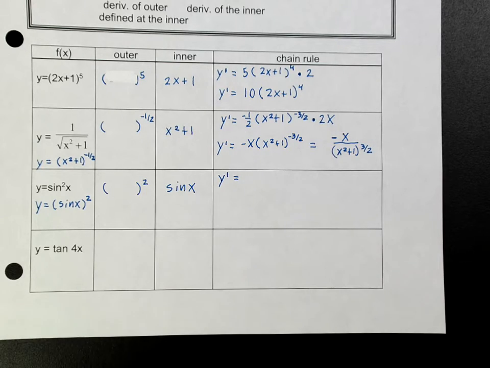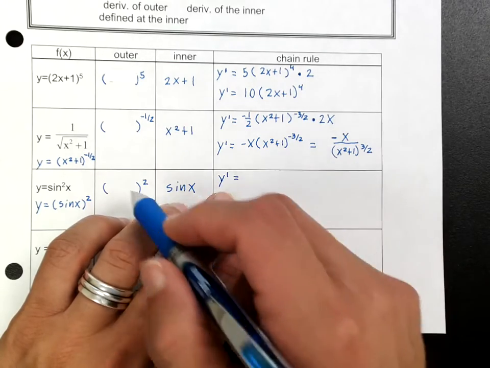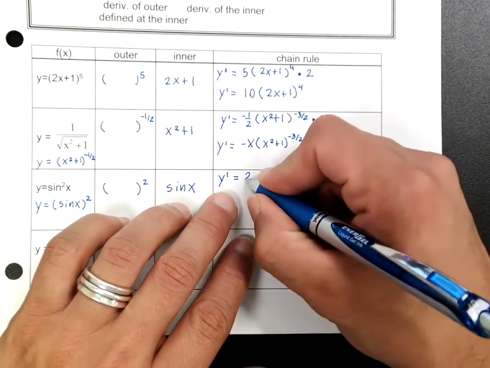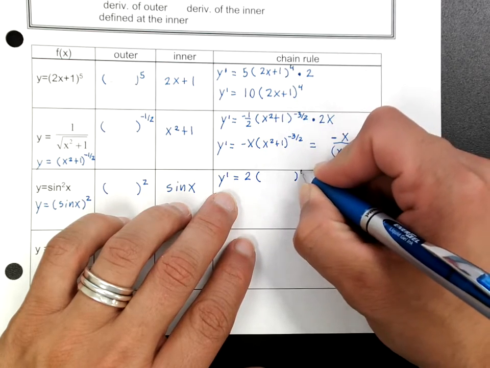So on the chain rule, what I'm going to do is take the derivative of the outer, which would be 2 something blank to the 1st power.